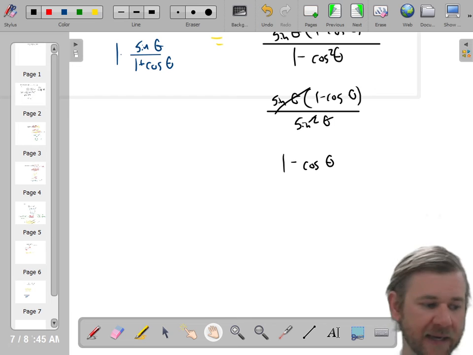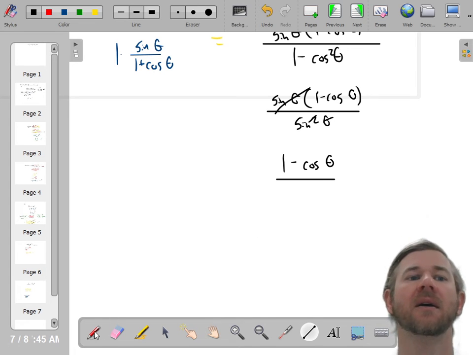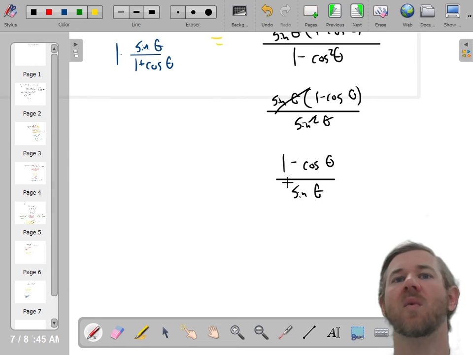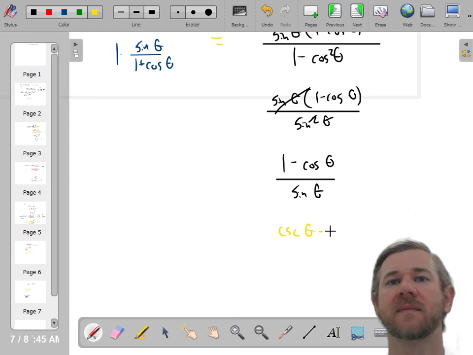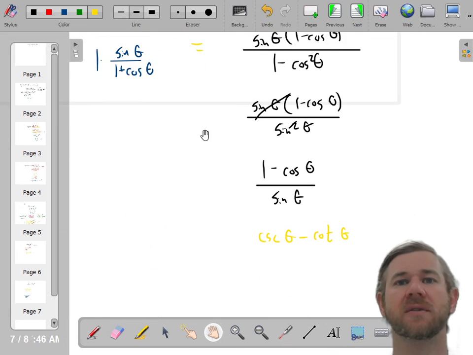So 1 over cosine theta. Let's see if I can, I'm almost there, I think. This is going to be over, I have 1 sine of theta in the bottom. So now I have 1 over sine is cosecant theta, and cosine over sine is cotangent theta. So is that this? 1 over cosecant plus cotangent.